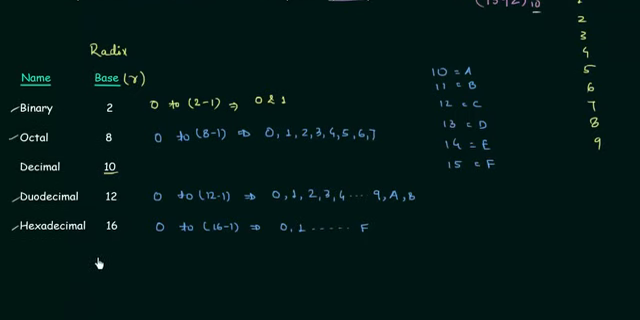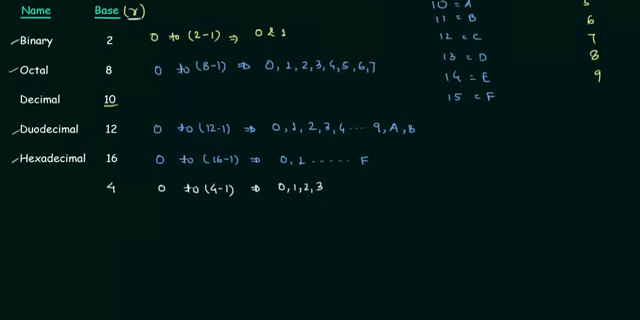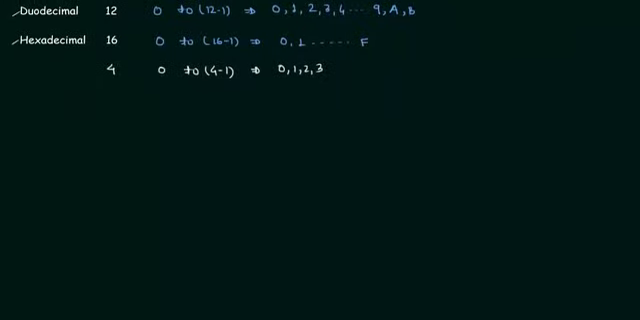We can also have a number system with base 4. In this case we have 0 to 4 minus 1, so we have 4 distinct digits, and they are 0, 1, 2, 3. Very simple. So if we know the base, the radix, a small r, we can definitely find the different digits in the number system. Now we will move to the next part of this presentation, in which we will discuss weighted and unweighted codes.